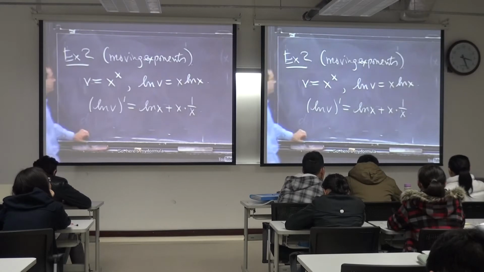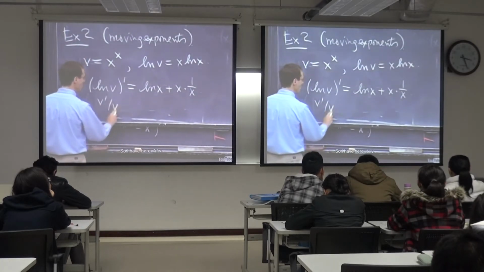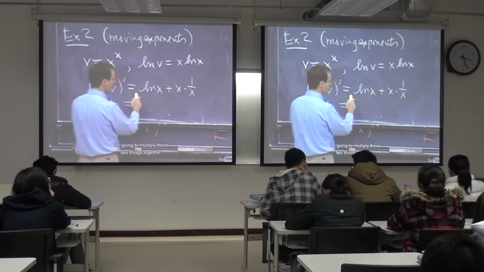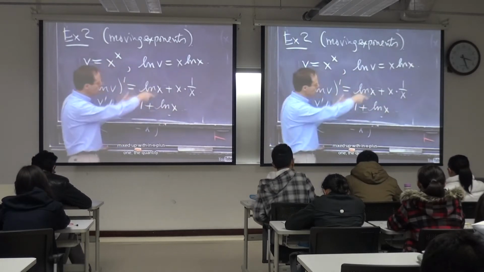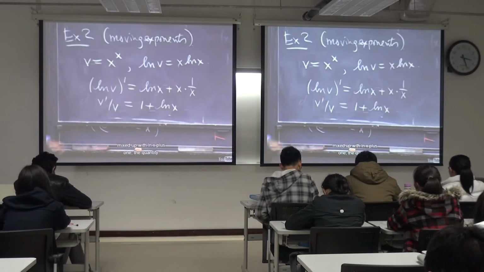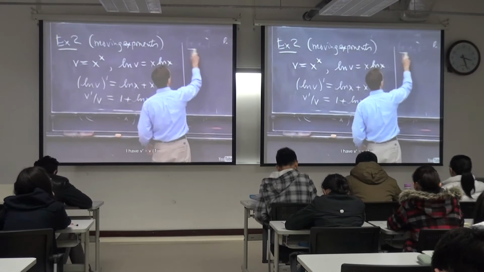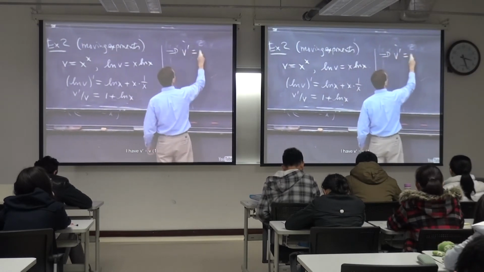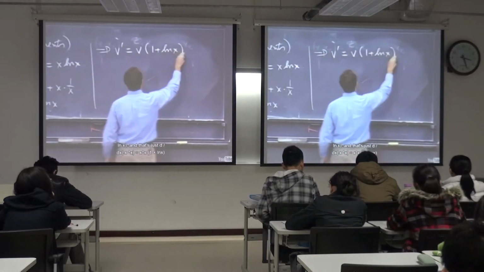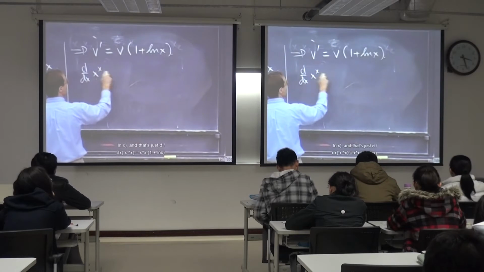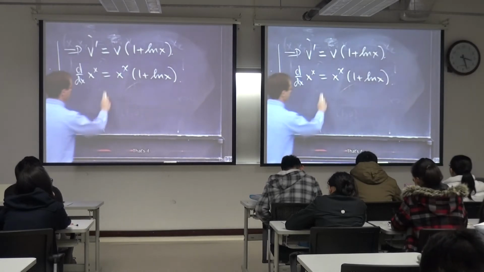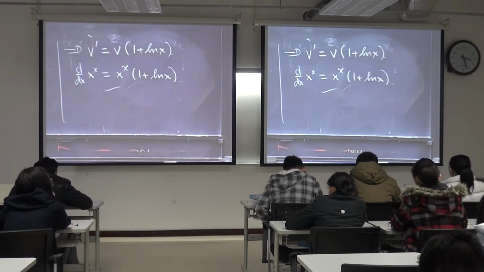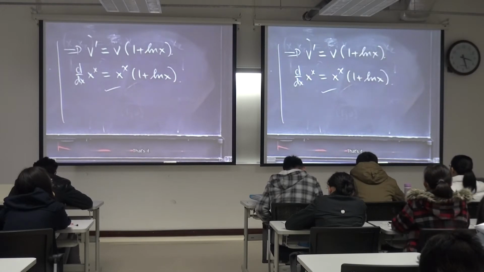So here's my formula, almost finished. So I have here v prime over v is equal to, I'll put it on the other side because I don't want to get it mixed up, log x plus 1, the quantity. All right. And now I'm almost done. I have v prime is equal to v times 1 plus log x, and that's just d by dx of x to the x, equal to x to the x times the quantity 1 plus log x. So these two methods always work for moving exponents.